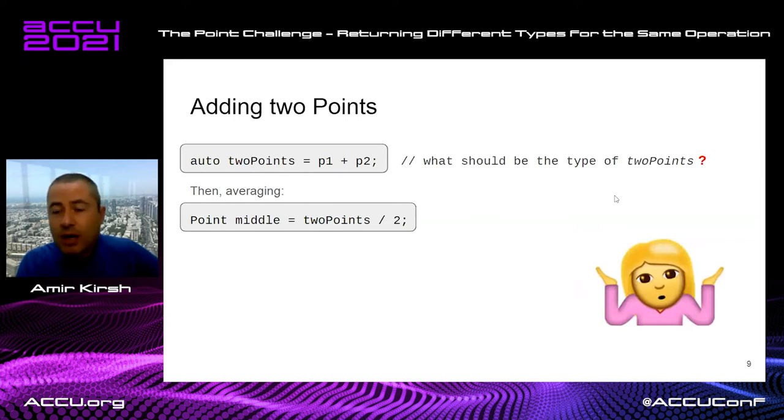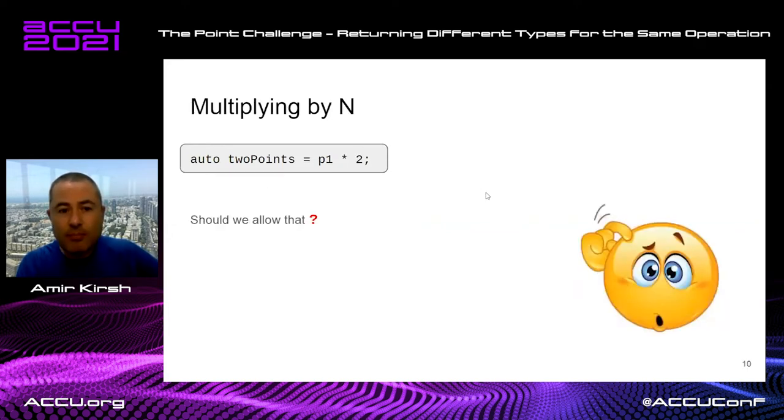What should be the type of the sum of the 2 points here? Maybe we should think about something. Here we use auto, which should be a great possibility. But what is the actual return type? And if we do want to support that, maybe you also want to support multiplying by 2. And what is the idea of multiplying by 2? I see in the chat that there is a discussion about how we can use move here as moving a vector.